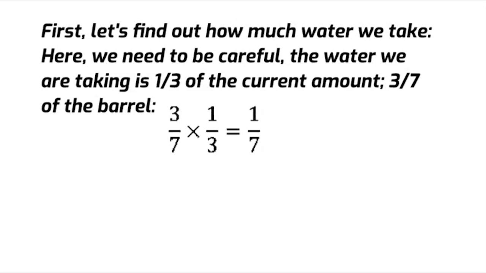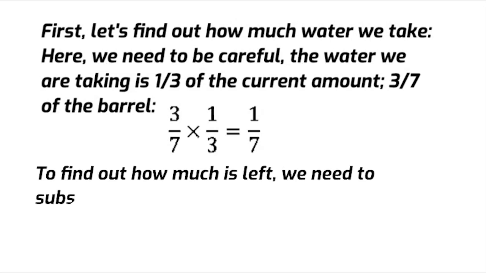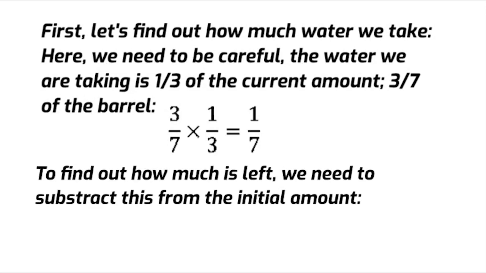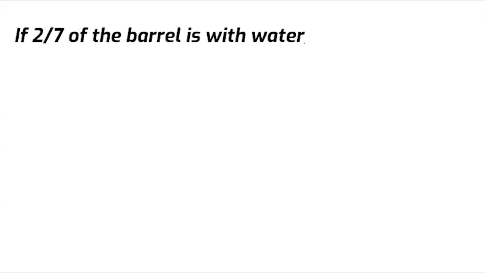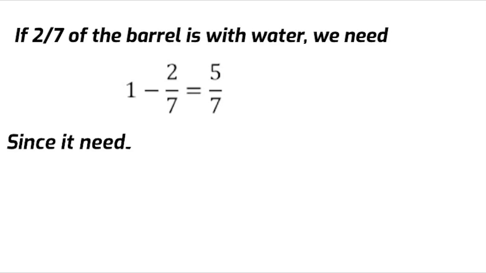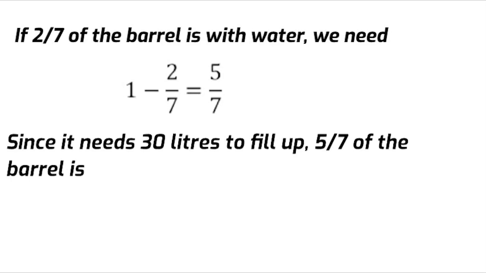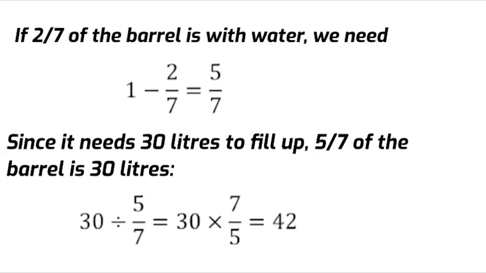To find 1/3 of 3/7, we multiply them and get 1/7. And to find out how much is left, we subtract this amount from the initial amount and find that, currently, 2 over 7 of the barrel is full. If 2/7 of the barrel is full, we need 5 over 7 more to fill it up. And since this ratio equals 30 liters, we need to divide 30 by 5/7 to find out the capacity of the barrel. And we get 42 liters.